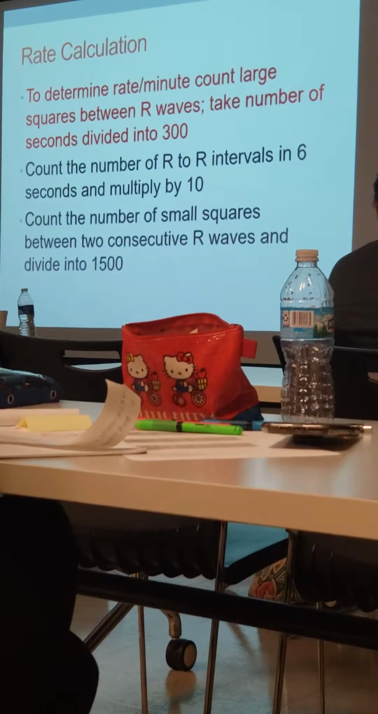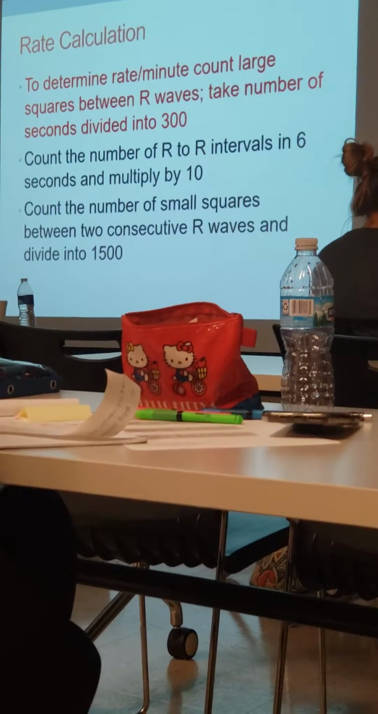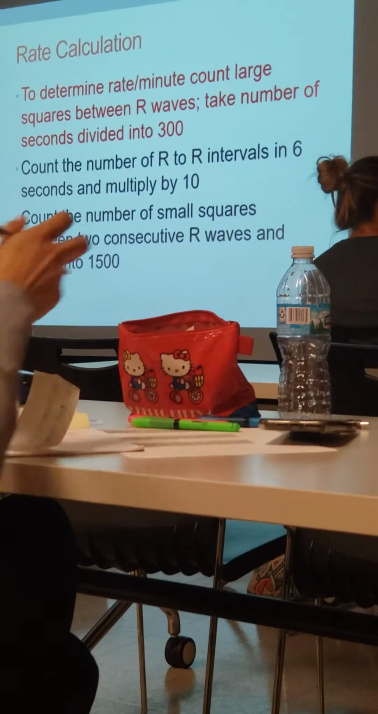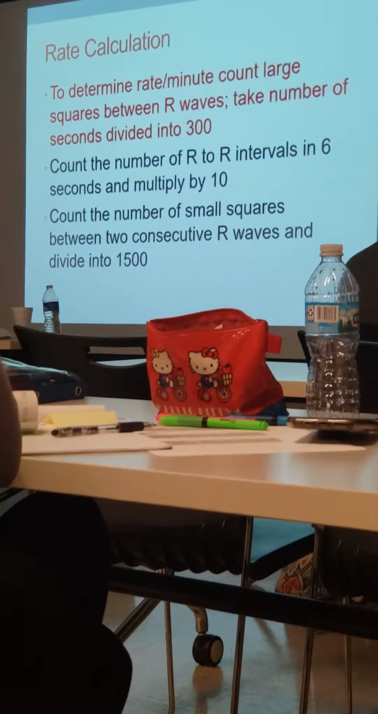So rate calculation can be done in a couple different ways. The first way that we talked about was to count the number of R intervals in 6 seconds and times it by 10.